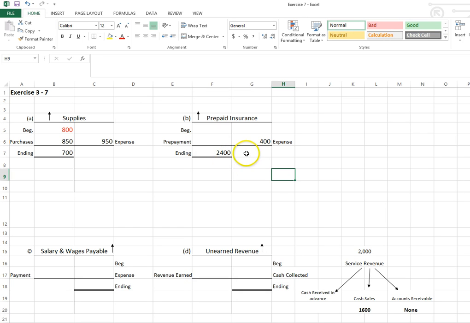Well, 2400 divided by 400 gives us, excuse me, not 600. So the total months at the end would be 6 months, wouldn't it? So this $2,400 actually represents 6 months of insurance. So apparently, somewhere along the line, we probably had a beginning balance of 2,800. Right? So there again, they're asking for how many months, and we could solve for that to be 6 months. All right, let's move on to C.